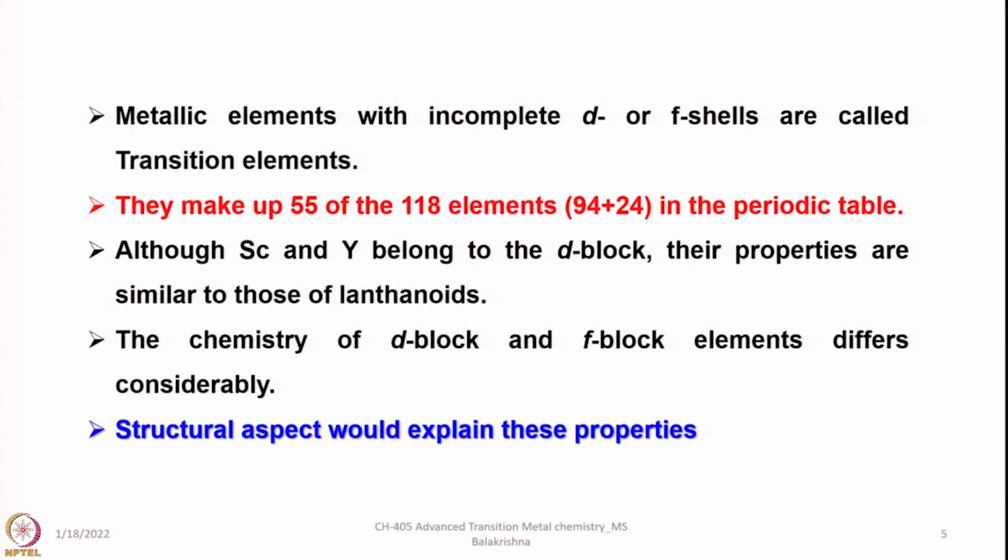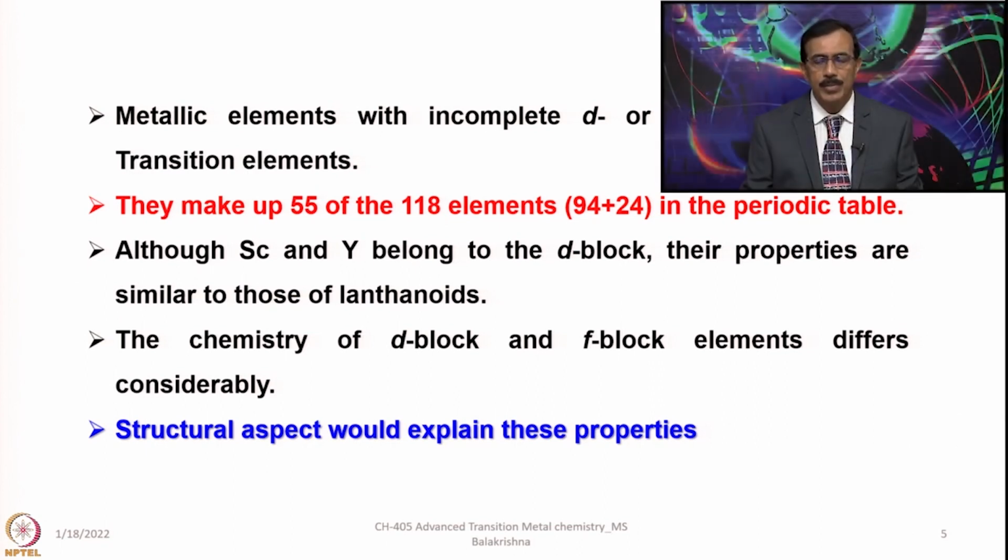When we talk about these transition elements, or metallic elements, they have incomplete d or f shells, and any metallic element that has an incomplete d or f shell is called a transition element. So, they make up 55 of the 118 elements. That means we have 94 natural elements and 24 man-made elements, out of which in the 3d, 4d and 5d series we have 9 elements each, that means 27, and with the 4f and 5f we have about 28 elements. Together we have 55 elements that constitute transition elements.